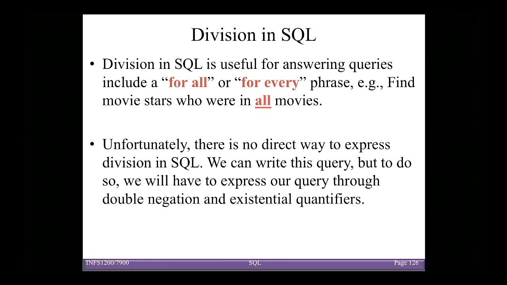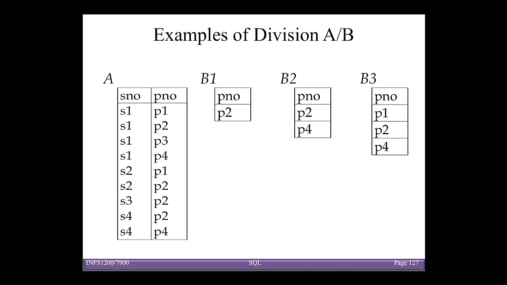But first of all, let's understand what division means. So with division, if you look at the query, you'll often see for all or for every happening as part of the query. And mathematically, this is what it would mean. Let's say I have a table A, where table A has two attributes: S number and P number. Right? And then I have another table B1, where B1 shares an attribute with A, P number, but doesn't have the other one.